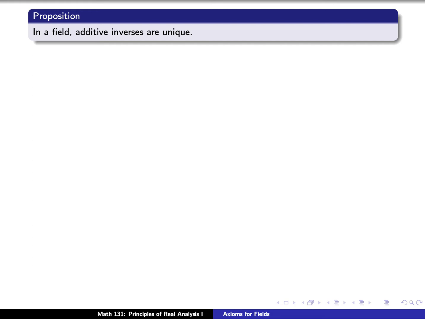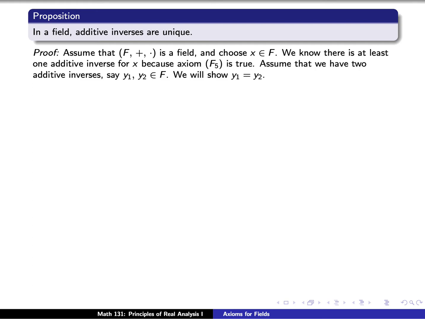It turns out that we can do this same concept if we replace the additive identity with additive inverses. Let's recall that in a field, an additive inverse means that if you were given x in F, then you should have an element y such that x plus y is equal to 0. y would be the additive inverse of our element x. We know that there exists at least one additive inverse. We want to show that this must be unique. So let's say maybe that there are two, y sub 1 and y sub 2. We will prove that y sub 1 equals y sub 2.